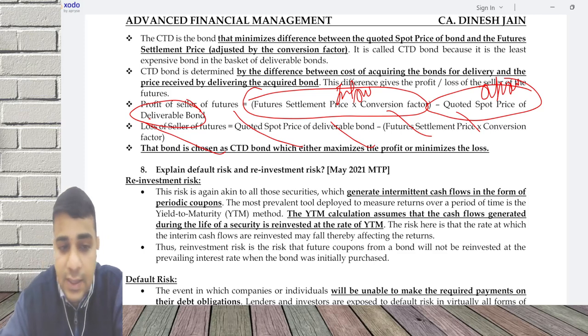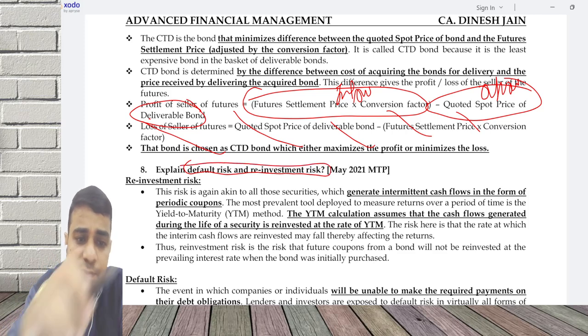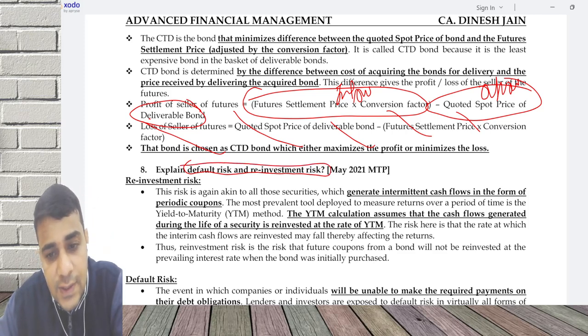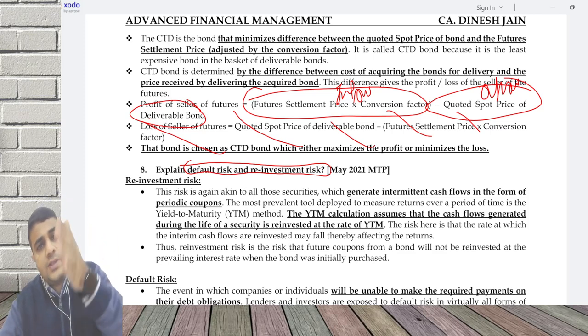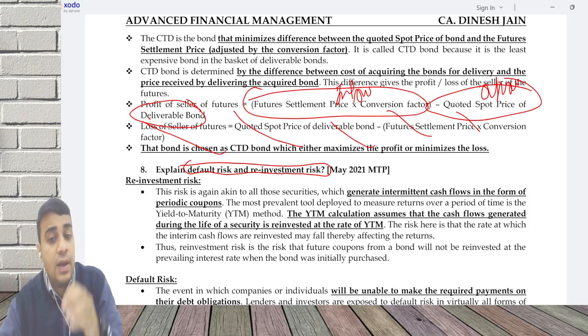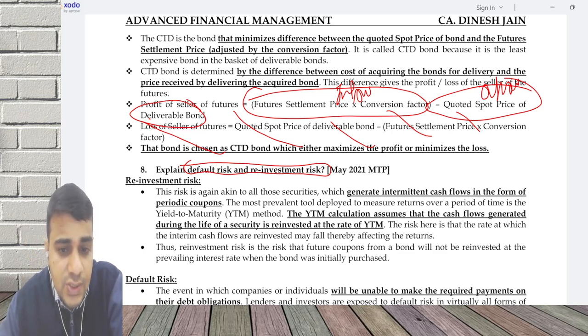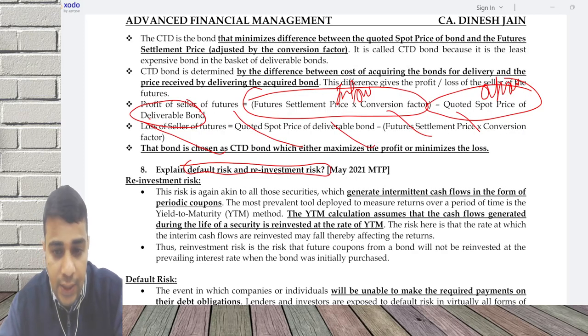The last part is default risk and reinvestment risk. What is reinvestment risk? I think I already said, every time you get a coupon payment, it needs to be reinvested. So if interest rates go down in the economy, the reinvestment can happen at a lower rate, which will ultimately impact my realized YTM.